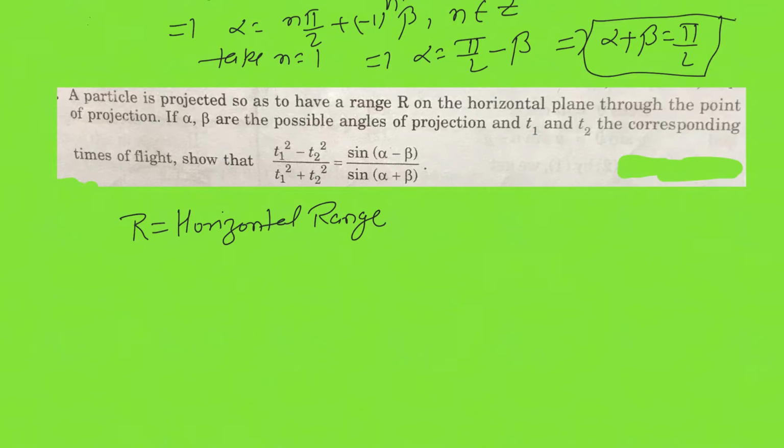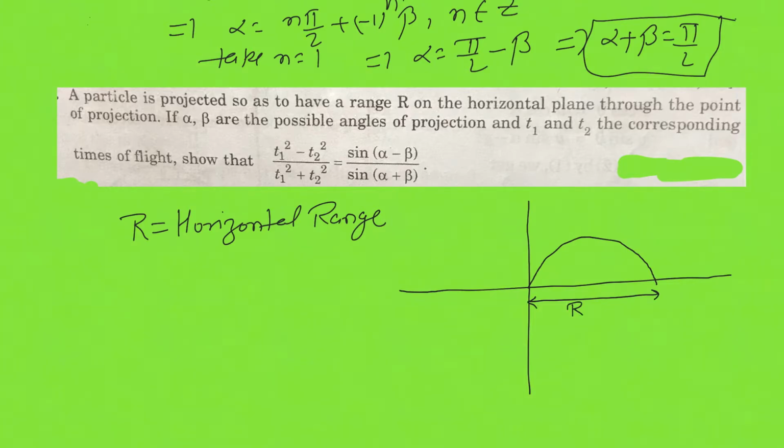So see, let me draw. This is the axis, and this is the projectile, and this is the horizontal range given, and this is the angle of projection alpha. Now the second angle of projection: this is projected with velocity u, and this angle is beta.